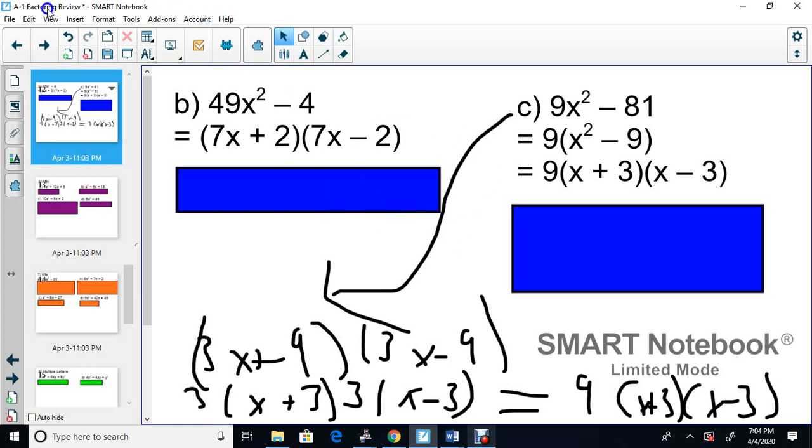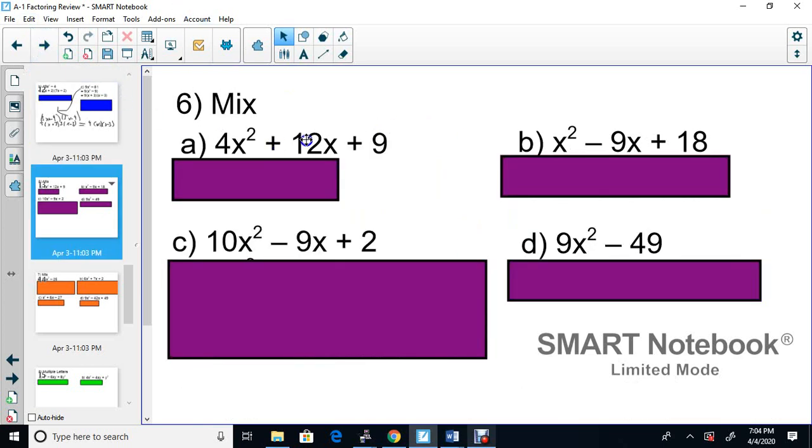So on the last video we stopped here. We're going to move on now to a mix. So right here we have a mix of questions. We have to be able to identify which of the four methods we learned before we're going to apply. So I look at this mix of questions.